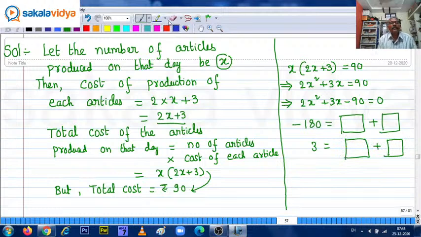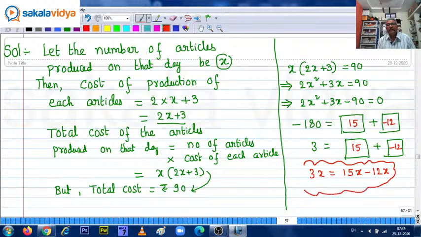So you need to search for the numbers. What are the numbers? You will get it now. Here, 180 means, 15 into 12, write down. But 15 plus 12 is 27, but we need 3, so plus 15 negative 12, write down. Here a negative 12. So that means the 3x can be written as 15x minus 12x. So this we need to do. The middle term we need to write 15x minus 12x.